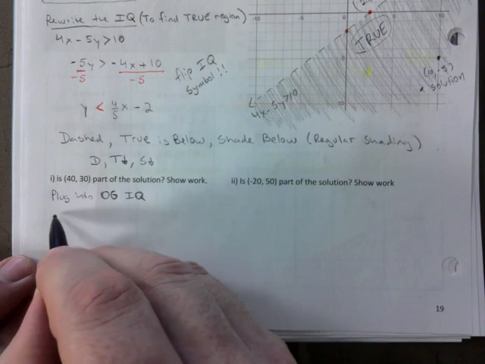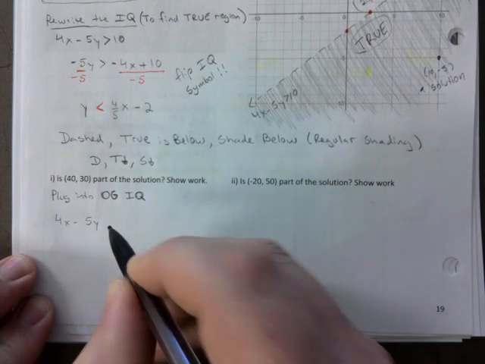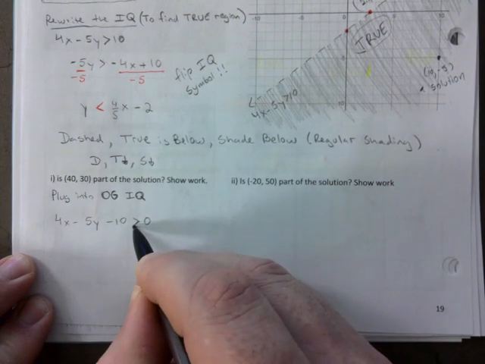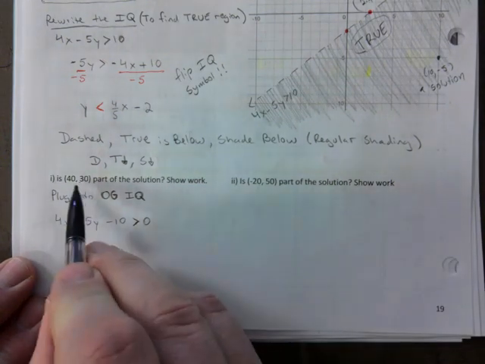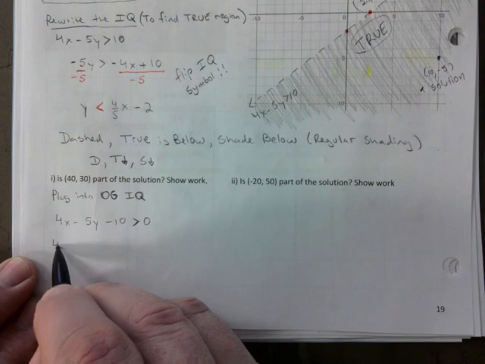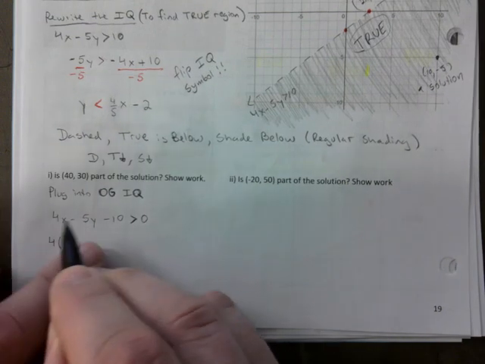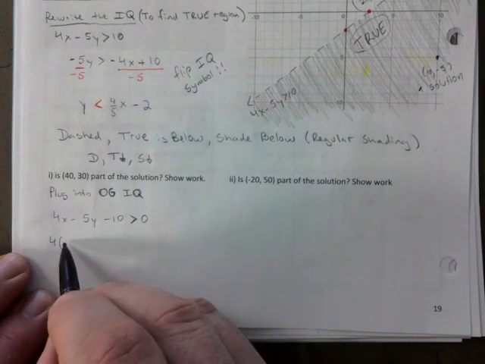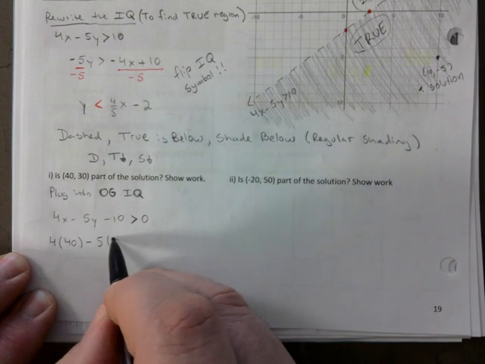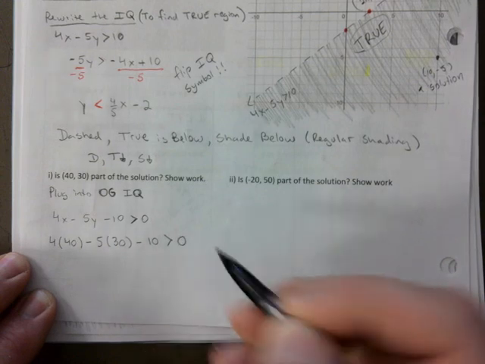So we're going to go like this. 4x minus 5y minus 10 is greater than 0. Okay, and then wherever there's an x, you're going to plug in 40. You've got to be careful. Sometimes I flip that on you on the inequality. I have them in a different order. So you're just going to make sure the 40 goes in for x minus 5y minus 10 is greater than 0.